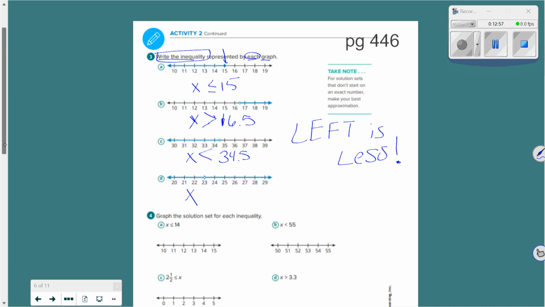What number are we starting with on D? 23. Can it equal 23? No, because it's an open circle. Can it be less than 23? Yeah. Can it be greater than 23? Yeah. So the only number that it cannot equal is 23. So it's not equal to 23. It can be any other number. Make sense? Yes, that makes sense.